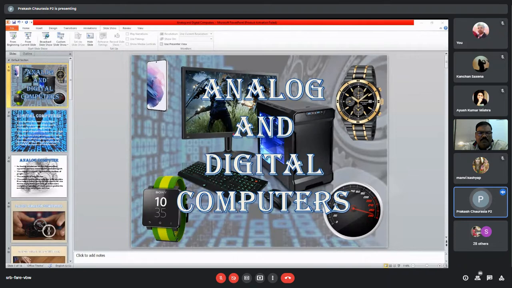Then we have analog computers. Analog computers store data in a continuous form of physical quantities and perform calculations with the help of measures. Analog computers are the earliest computers. Today, they are largely replaced by digital computers, for the same reason: their lower accuracy and low speed.